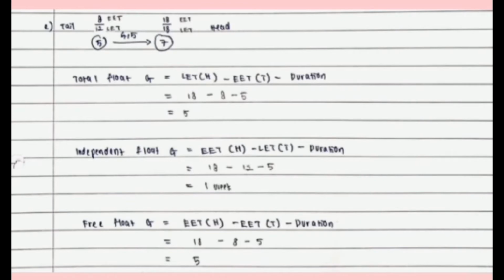Lastly is free float G. The formula is EET sub H minus EET sub T minus duration. Number of EET sub H is 18, EET sub T is 8, and the duration is 5. Minus all of them and we got 5.